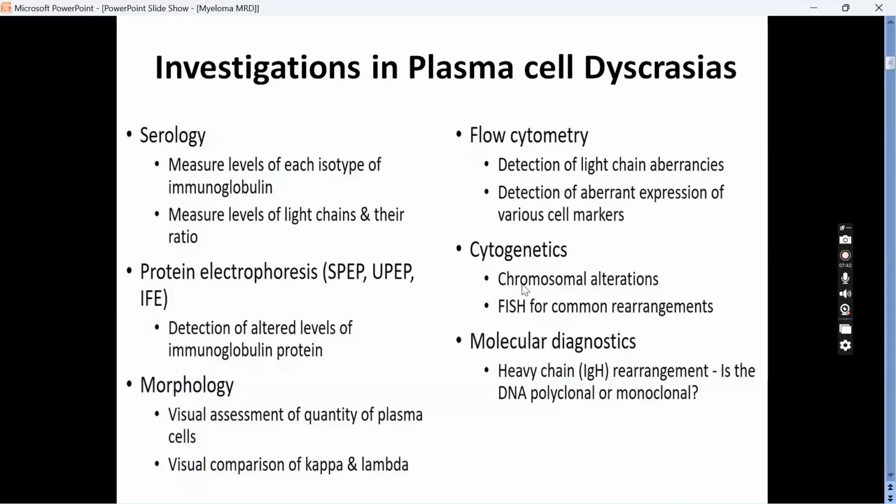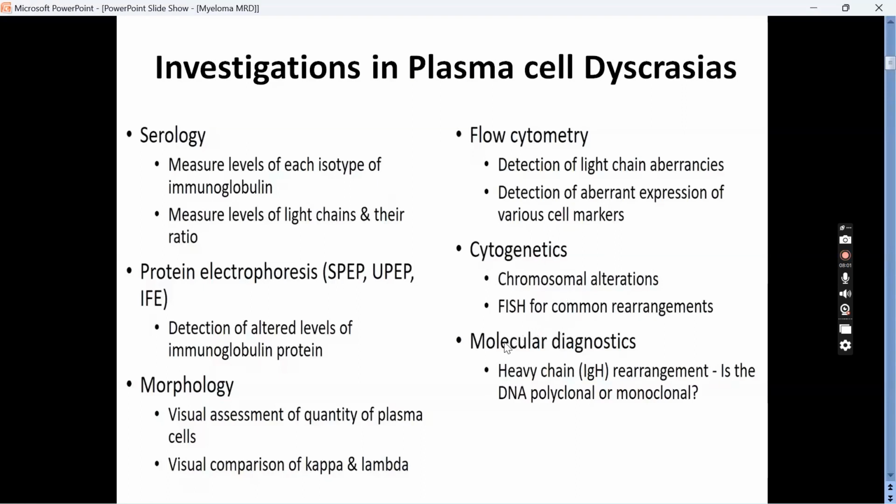Similarly, with cytogenetics, you will be looking at 100 cells for the rearrangements or the signals, and the neoplastic plasma cells may have gone so low in number that you may not encounter them during your FISH or karyotyping. So even this may not be useful.